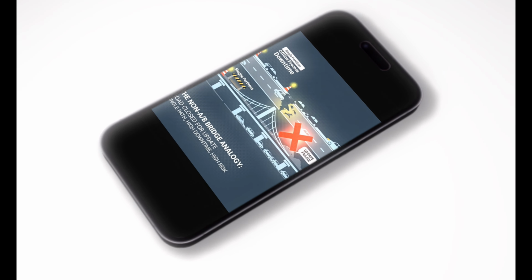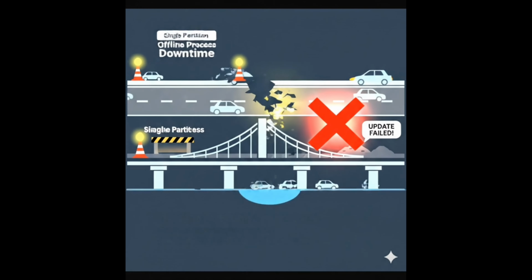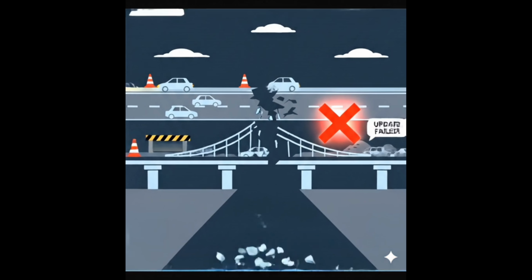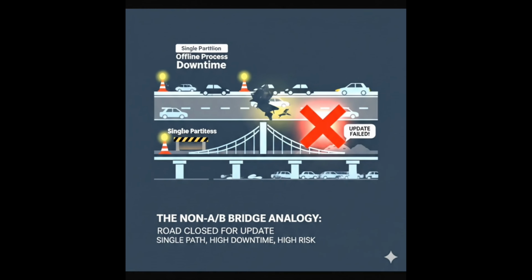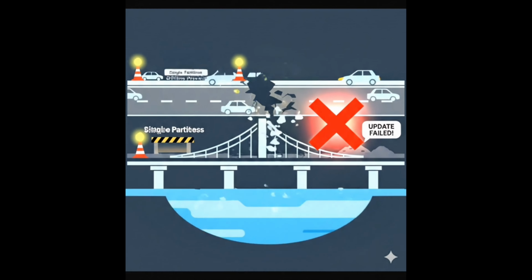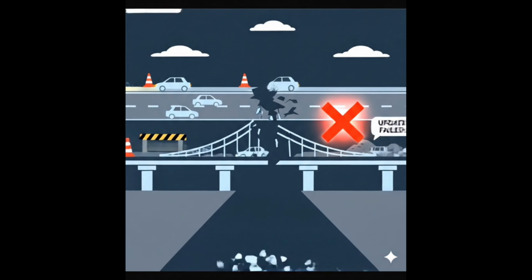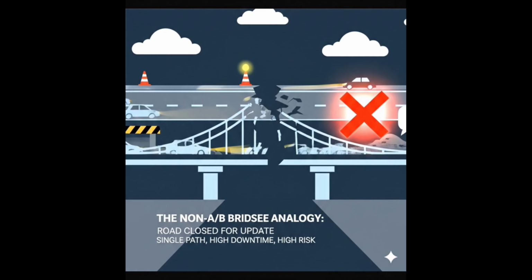An analogy for a non-AB update would be a bridge, where you had vehicles moving from point A to point B through the bridge. Now, if the bridge were to go through maintenance or roadwork, then you would temporarily block any traffic through it, which meant that the vehicles wouldn't be able to travel anymore.